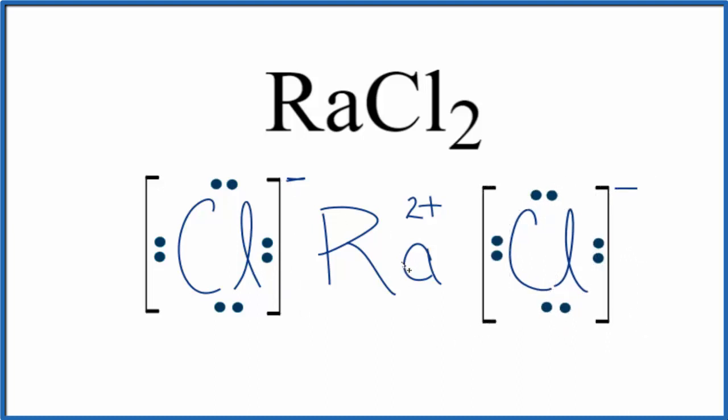Do note, if we had a crystal of radium chloride, it would be made up of a repeating pattern of this Lewis structure here. Call this a formula unit. But this is useful, as it shows us how the radium transferred its valence electrons to the nonmetal, the chlorine, to give us the RaCl2 Lewis structure.